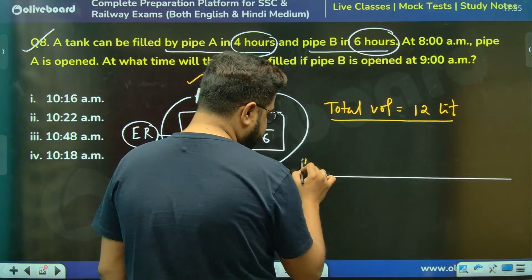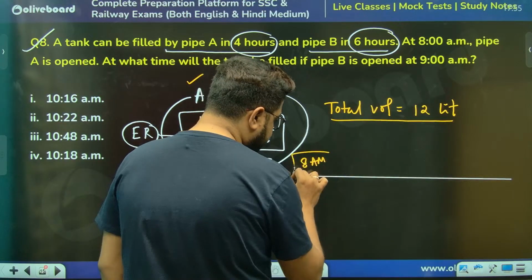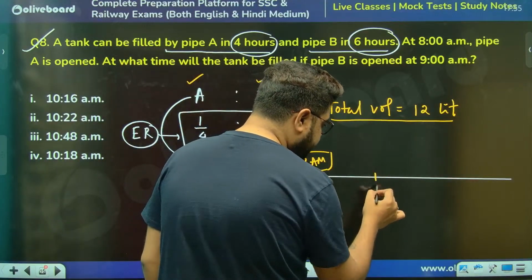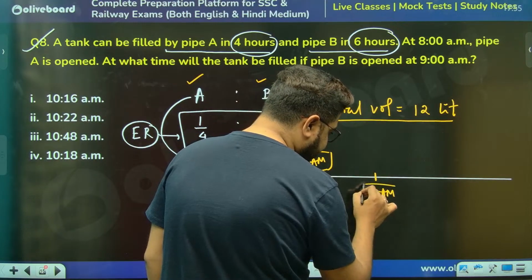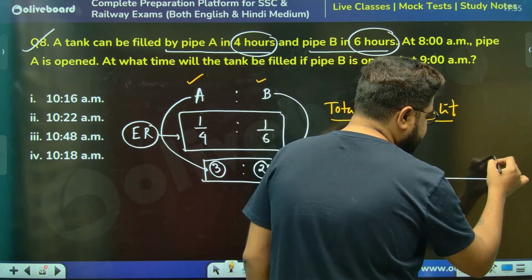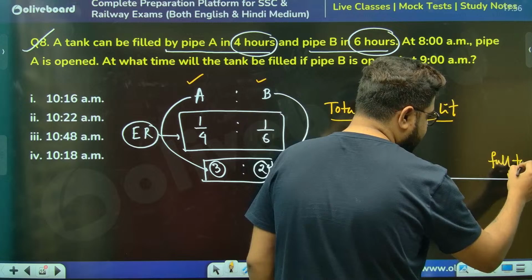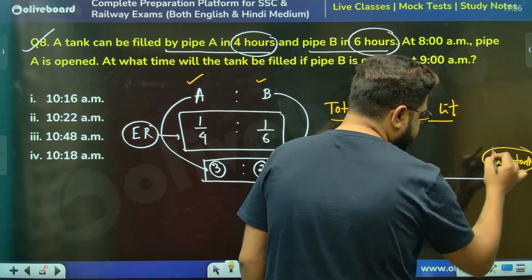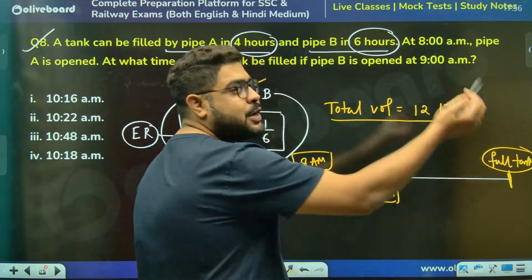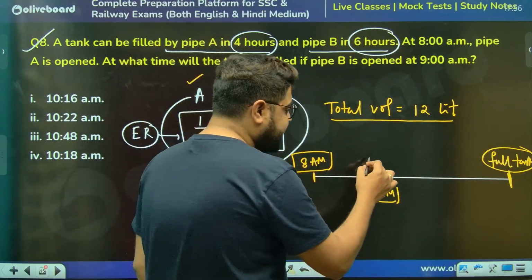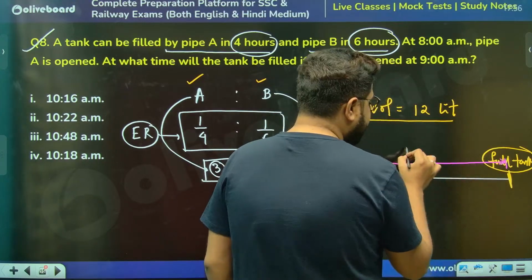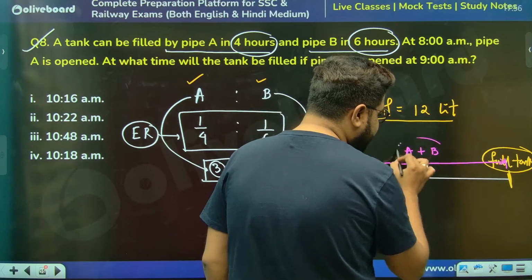Sir, this is 8 a.m., when pipe A was opened. This is 9 a.m., when pipe B was also opened. And this is when the tank was full. Please understand why I've suddenly drawn a figure. From 9 a.m. to that particular time, both A plus B are working.